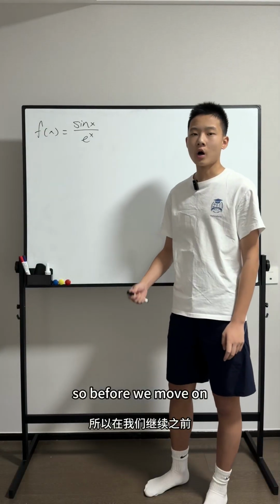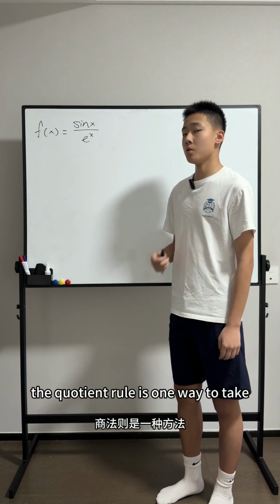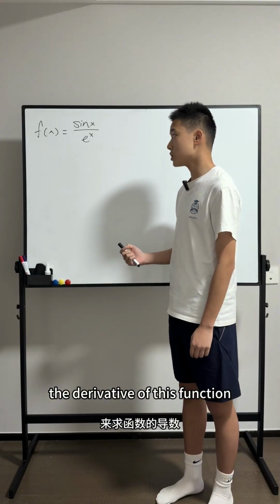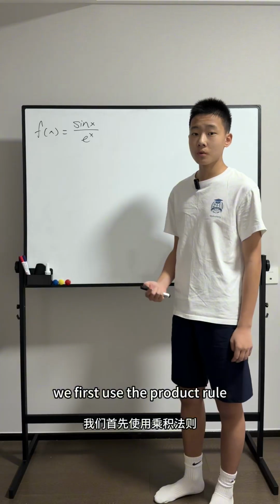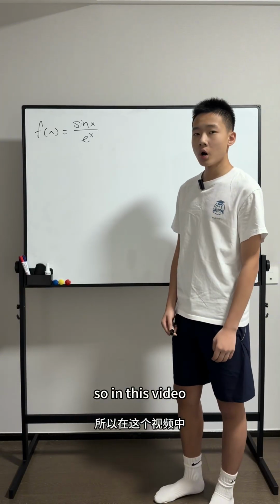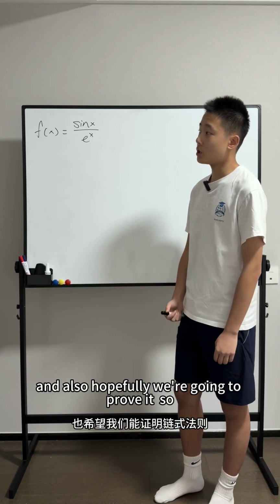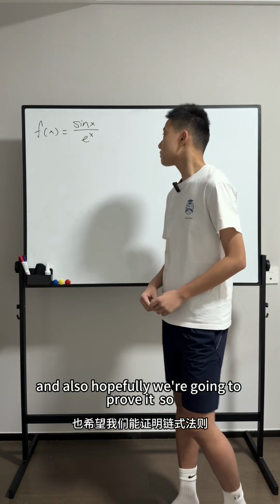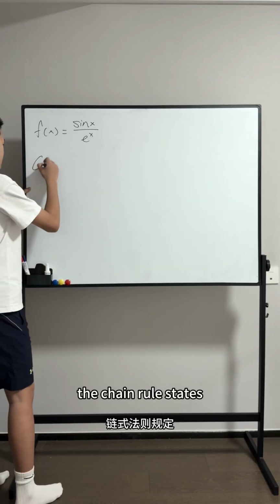So before we move on, remember from last time that I said the quotient rule is one way to take the derivative of this function, and there's also another way, which is we first use the product rule, and then we use something called the chain rule. So in this video, I am going to use this question to explain the chain rule, and also hopefully we're going to prove it.